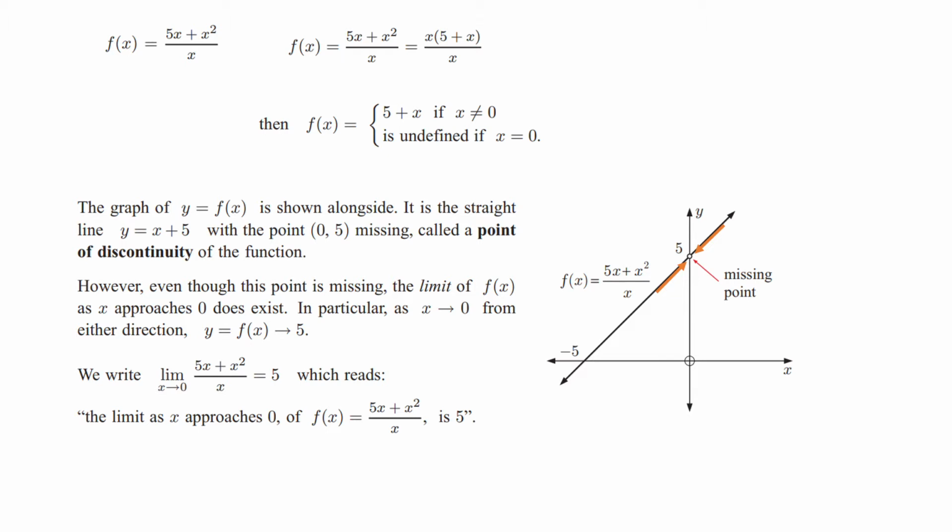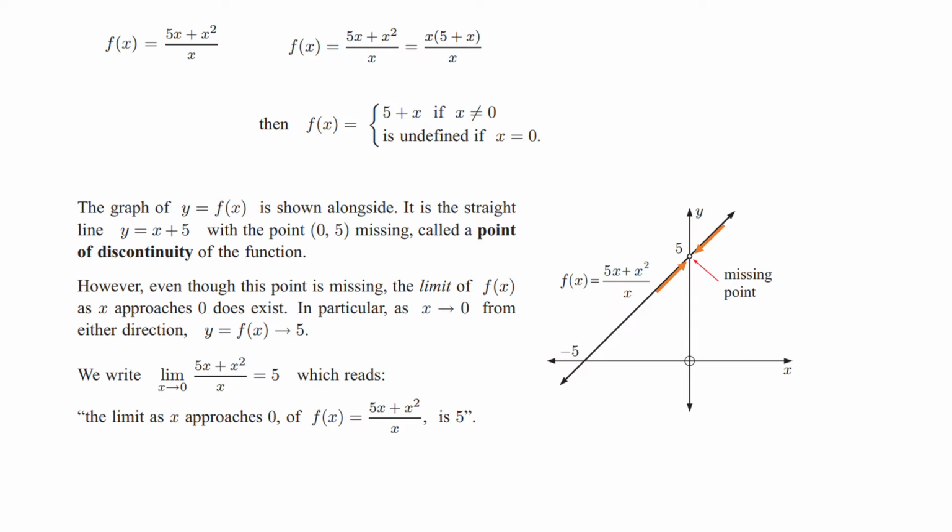Let's think about a function f(x) equal to (5x plus x squared) divided by x. So we can factor the top, and we can see this f(x). The x and x can be cancelled if x is not equal to 0. And if x is equal to 0, this function will be undefined.